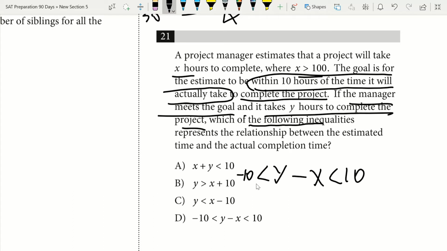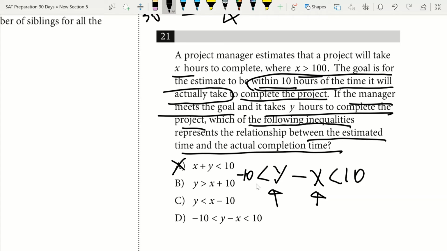Which of the following inequalities represents the relationship between the estimated time and the actual completion time? All right, well, our estimate is X. Our actual is Y. We know that Y minus X can be less than 10 or it can be greater than negative 10, right? It just has to be within 10 on either side.